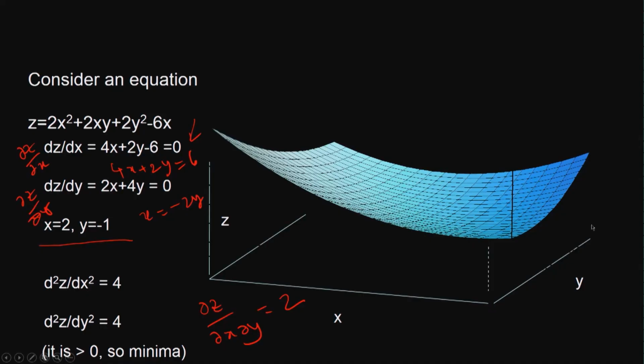If you draw them graphically, as you can see, the x axis is an independent variable, the y axis is another independent variable, and z is your dependent variable. So it is a parabolic plane, so it goes like this, and you get at x is equal to 2 and y is equal to minus 1, you get the minimum here.